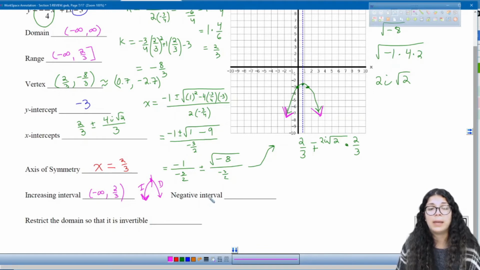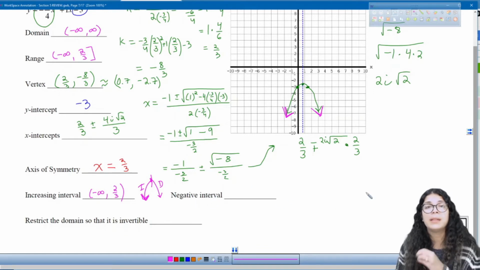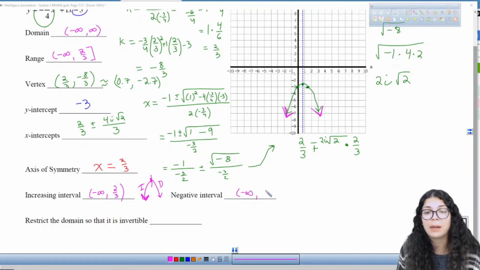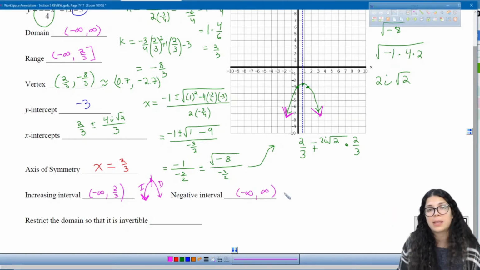Negative interval. Now, what part of the graph is below the x-axis? What part of the graph has negative y values? The entire thing. There's no parts of the parabola that are above, right? So the entire thing, negative infinity to positive infinity, is below the x-axis, has a negative y value.